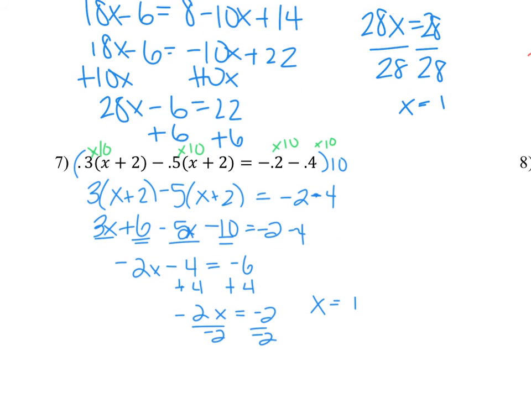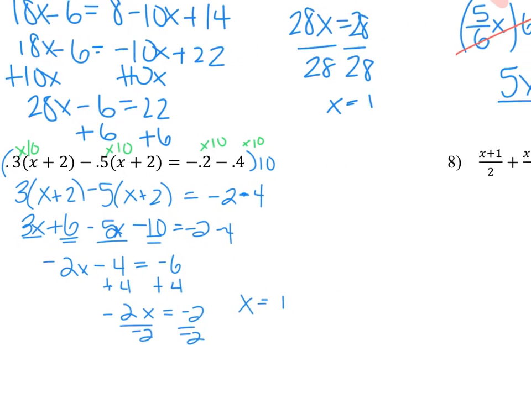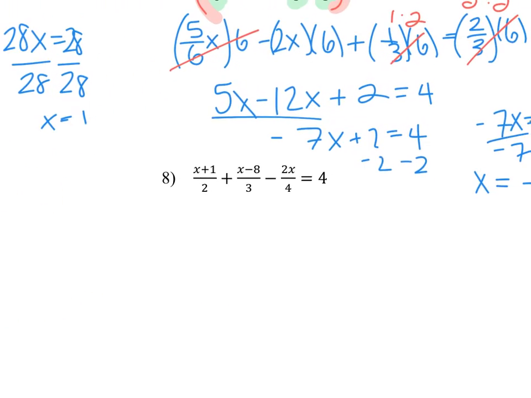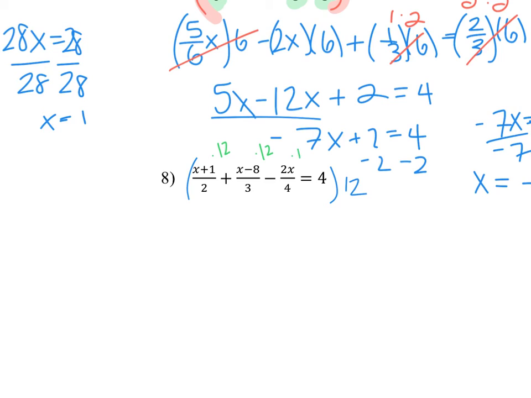So again, you don't have to multiply by 10, just like you don't have to multiply by the least common denominator, 6. But then we don't have to work with decimals or fractions. Okay, last example, same thing. I'm going to multiply by the LCD so that I don't have to worry about fractions. So the least common denominator in this case is 12. So I'm going to multiply each term by 12.